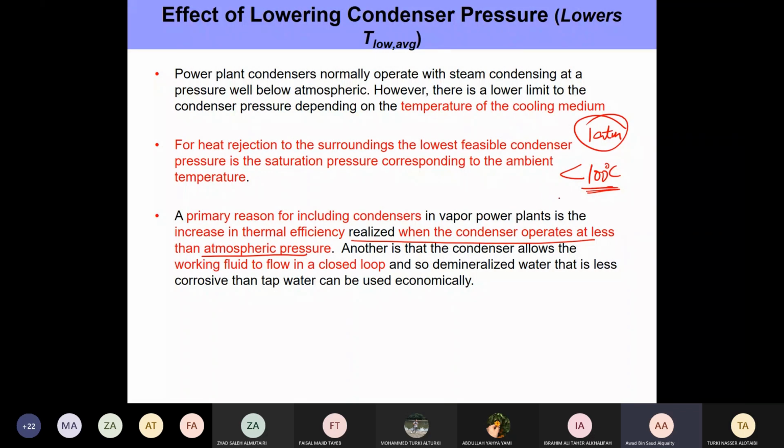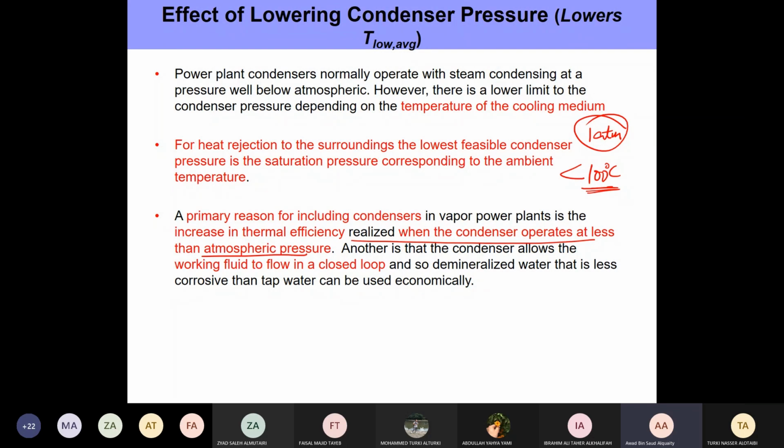Now, since we are not rejecting it to a lake or some water body, since we are recycling it and making it go through some sort of a closed component, we can play around with the pressure and reduce the pressure, make the condenser operate at a pressure which is much lower than the atmospheric pressure. Okay, so this is one of the major advantages of having a condenser in there.